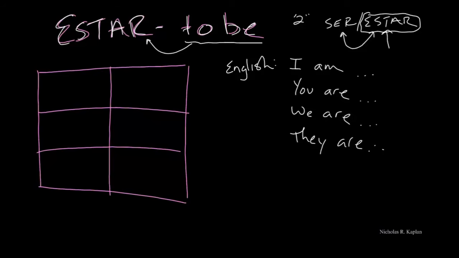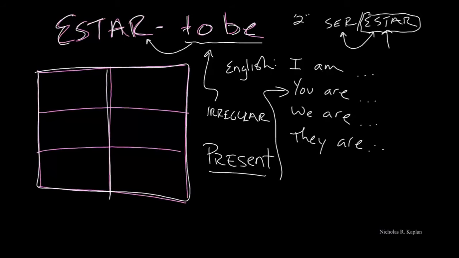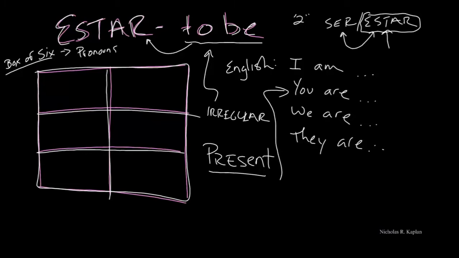And the reason that we have to look at estar specifically is that it's irregular. That means it doesn't follow a pattern. But today, we're only going to look at the verb estar in the present tense. What we have over here, I am, you are. So we're going to go over to our box of six. And if you need a refresher of your box of six, you can search for box of six, or you can search for your subject pronouns. So today we're just going to put this in here.